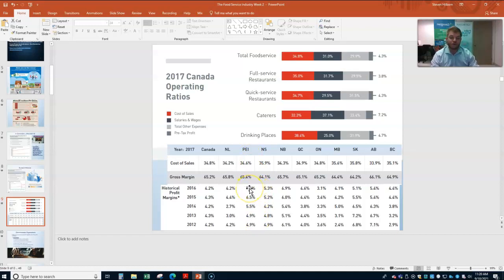They also have a huge summer influx of tourism, like many of the other eastern provinces. New Brunswick is doing well. Nova Scotia is lacking a little bit.